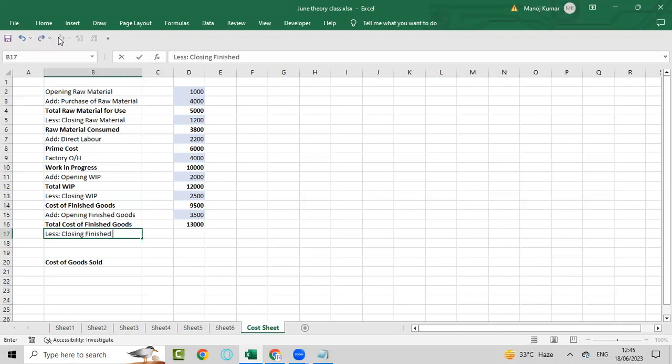closing finished goods. I'll explain in Hindi. That way, then you will understand better. 4,000. So if you deduct this, what you are left with? Cost of goods sold.